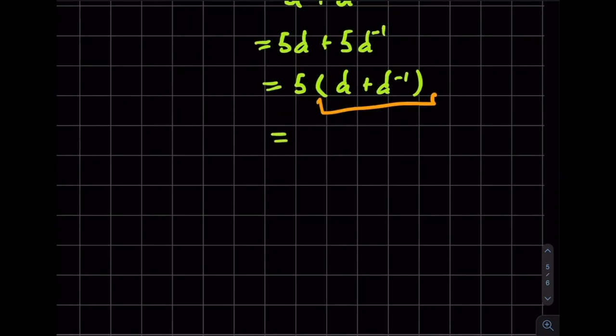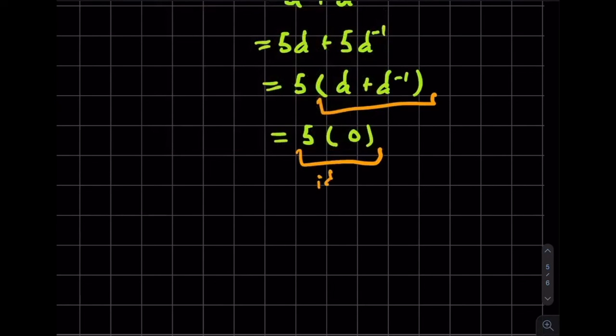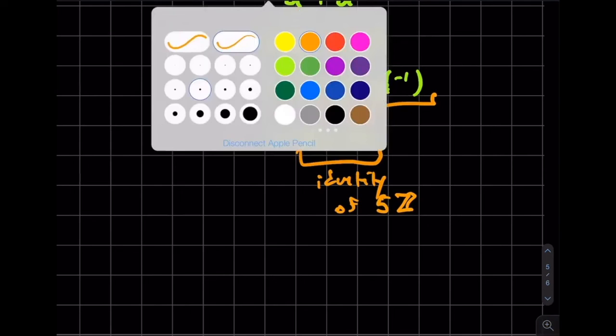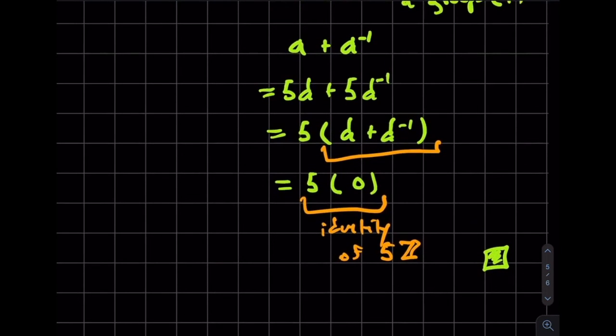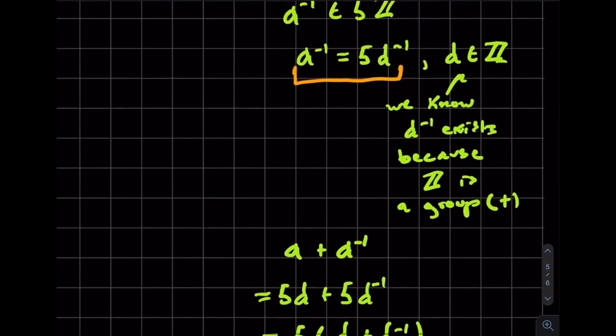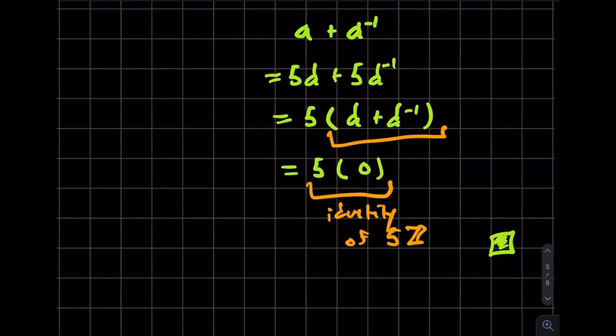Okay, and we know about the integers that if you add an element and its inverse, it's going to give you the identity. So it's going to give you 0. And in this case, we have 5 times 0 there. And this is exactly the identity of the set 5Z that we showed in part 3 of this proof. Okay, and that's all there is to it. So that shows us that we do have inverses. We showed how we define it up here, and we showed that it upholds that property, right?